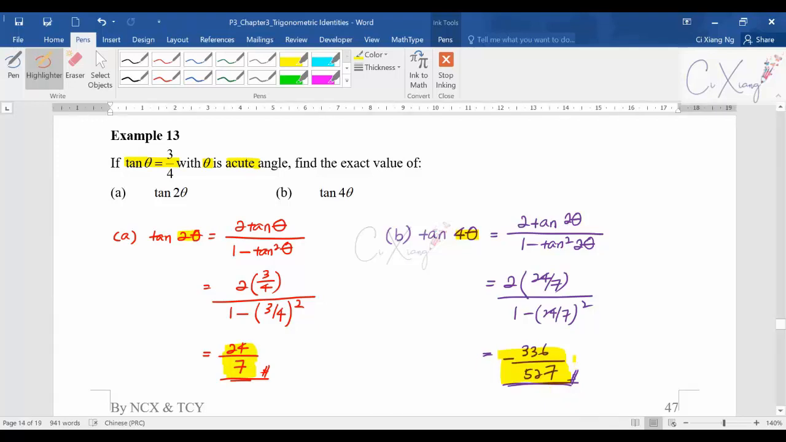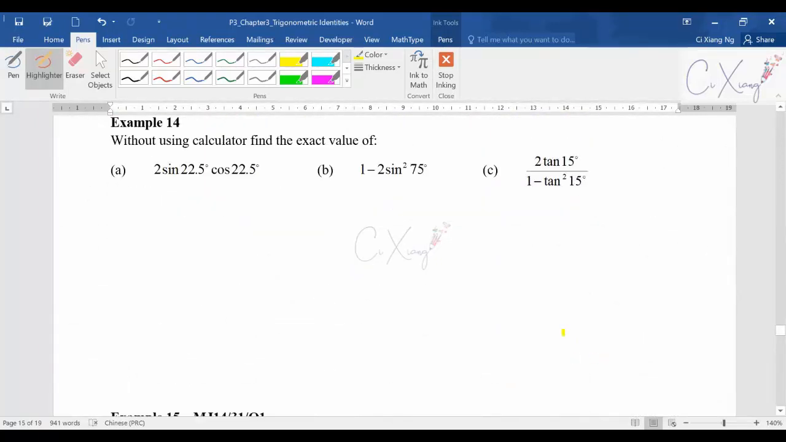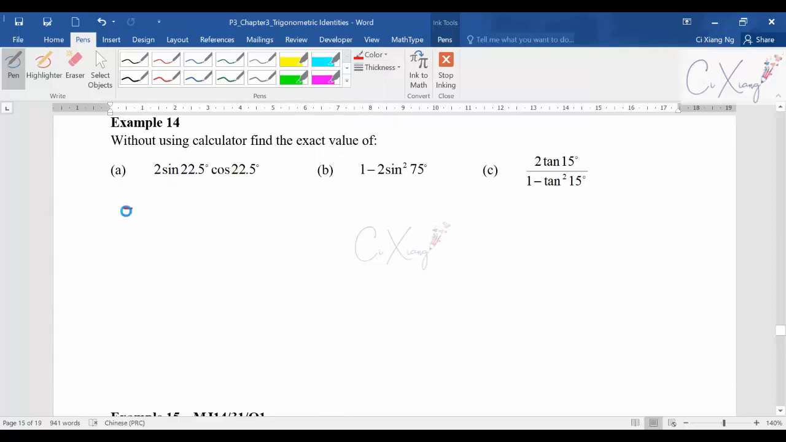Okay, we can have a look at example 14. But again, example 14 has 3 parts here. I will just show you one example and then you try the other 2 yourself. So doing it the other way around means that when they want you to get the value for 2 sine 22.5 cos 22.5, with the angle 22.5, without using a calculator, you cannot get the value, right?